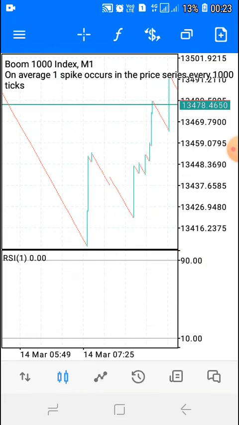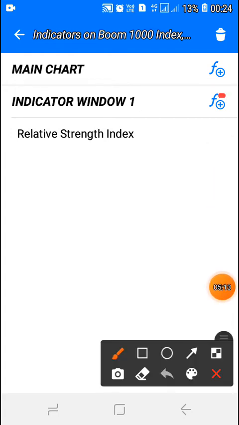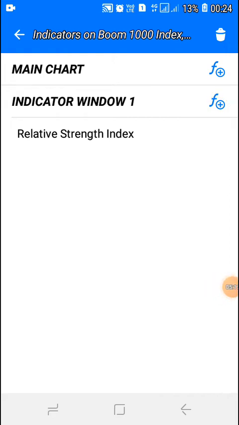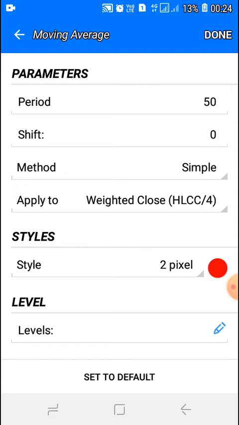Okay, so what you want to do is you are going to add this indicator that I'm about to add to my chart. You're going to click on the F plus button over here, right? Which is indicating window 1. You guys can see there's a F plus button next to it. You're going to click over there. Then you're going to add your moving average. Once you're done adding your moving average, you're going to make sure that your parameters look like mine.